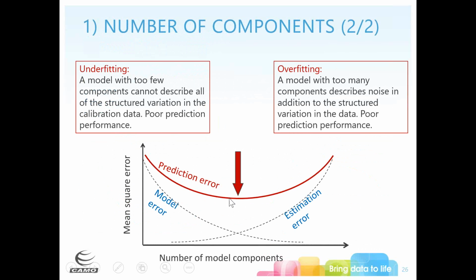And as you keep adding more components, eventually you get to the place where you're getting estimation error, you're overfitting, you're trying to describe noise, things that are unstructured variations. And that is the point of multivariate data analysis, is you want to really highlight your structured variation and diminish your unstructured variation.